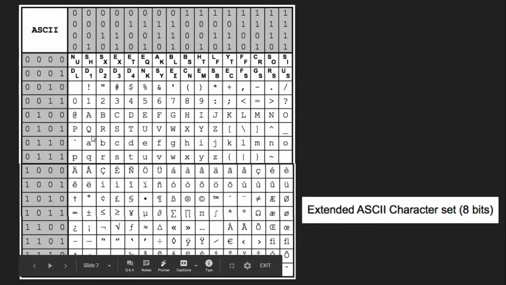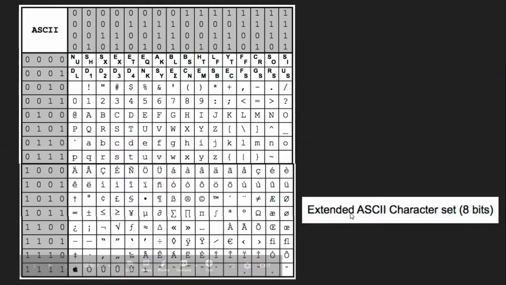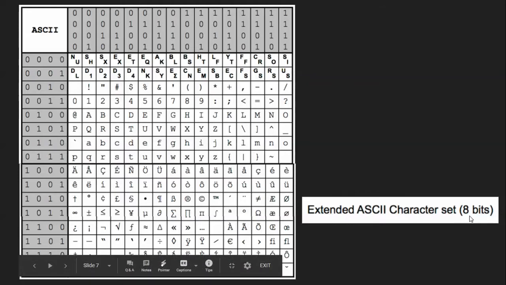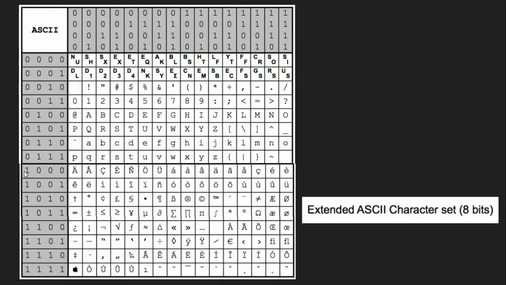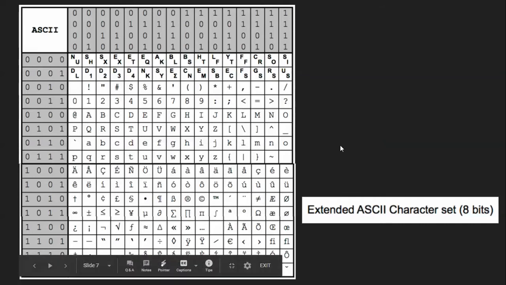Now there is an extended ASCII character set, which does include the 8th bit. So you can see here's the bottom half of that ASCII chart. And here's where they encoded a lot of the specialized characters used in certain languages, like vowels with the tilde or the accent mark, and then you can see there's some Greek symbols in here. So there is an extended ASCII chart that uses the 8th bit.